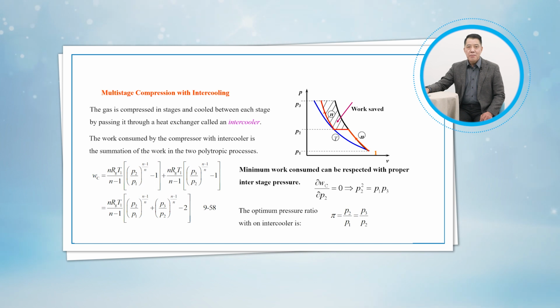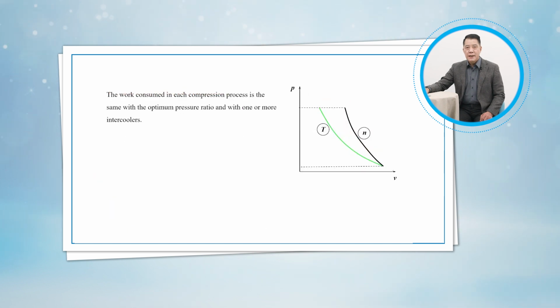That is, to minimize compressor work during two-stage compression, the pressure ratio across each stage of the compressor must be the same. When this condition is satisfied, the compression work at each stage becomes identical. The compression work at each stage should be identical with the optimum pressure ratio and with one or more intercoolers.